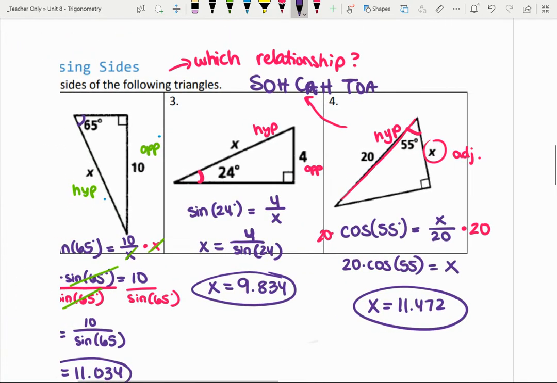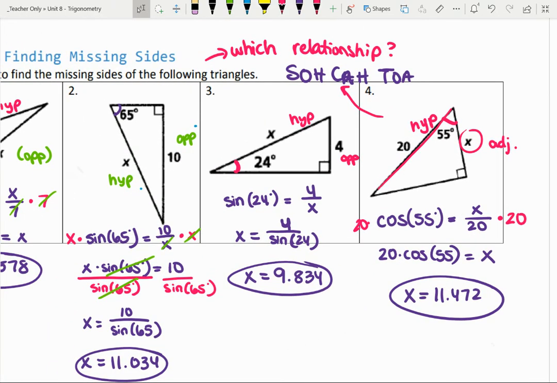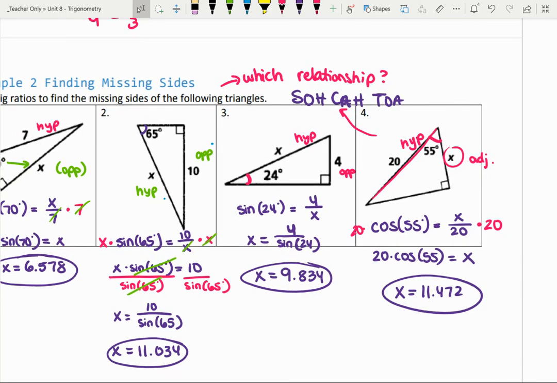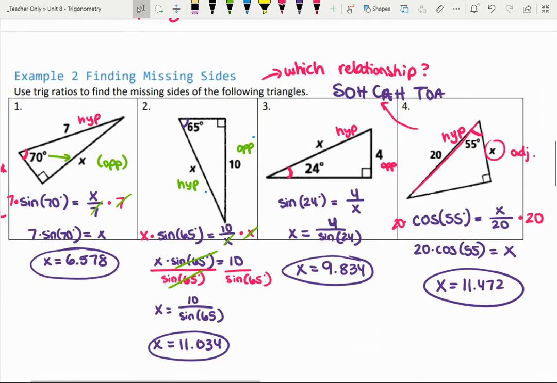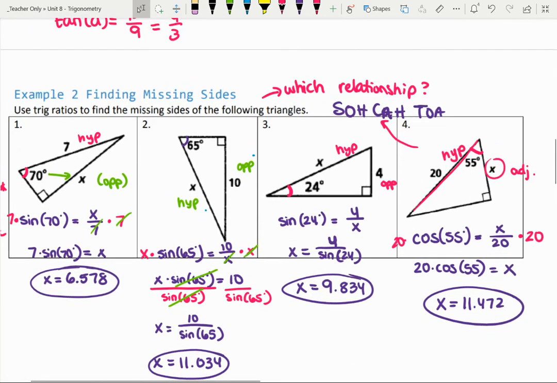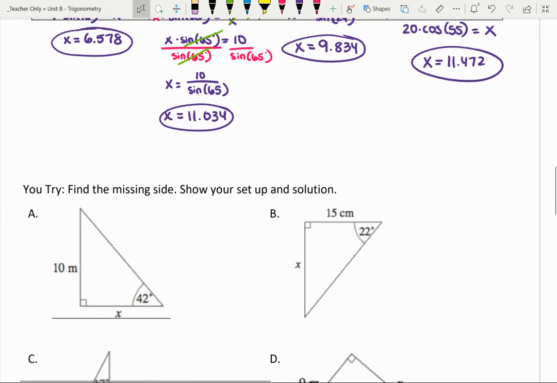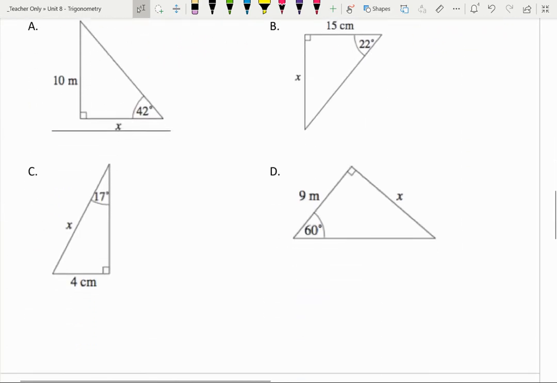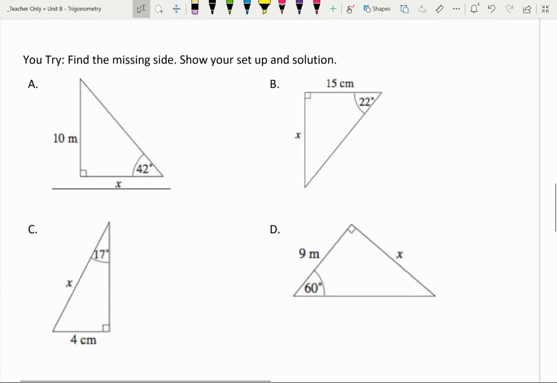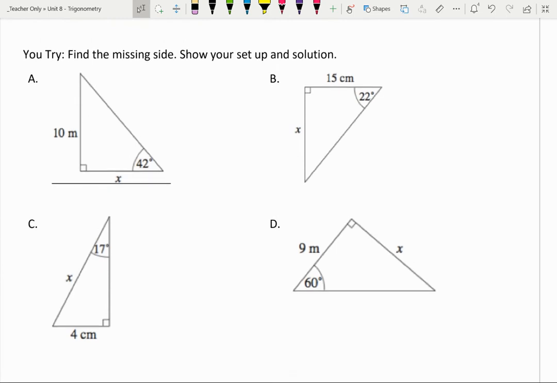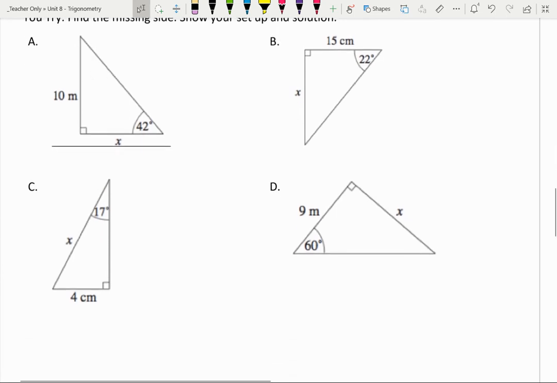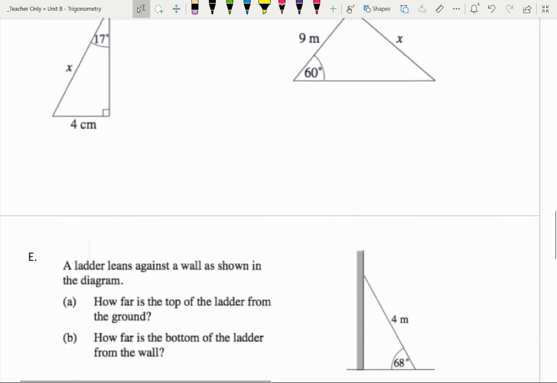So it's definitely a little bit harder to find missing lengths than it is to just simply identify the relationship or identify the trigonometric ratio as in those earlier examples. But again, it comes down to this question: which relationship are we dealing with? So as you check out these practice problems, make it very clear. Use the picture to your advantage and pay close attention to how the triangle is oriented and what information you're given.